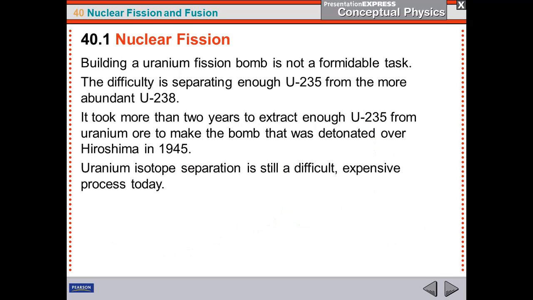Building a uranium fission bomb is not a formidable task. The difficulty is separating enough U-235 from the more abundant uranium-238. So the difficult thing is separating uranium-235 from uranium-238. It took more than 2 years to extract enough uranium-235 from uranium ore to make the bomb that was detonated over Hiroshima in 1945. So uranium isotope separation is still a difficult and expensive process today.